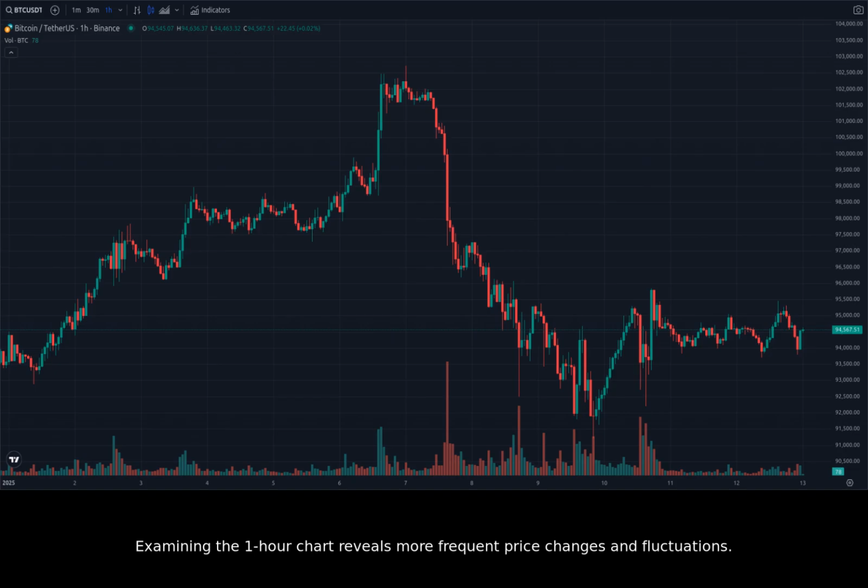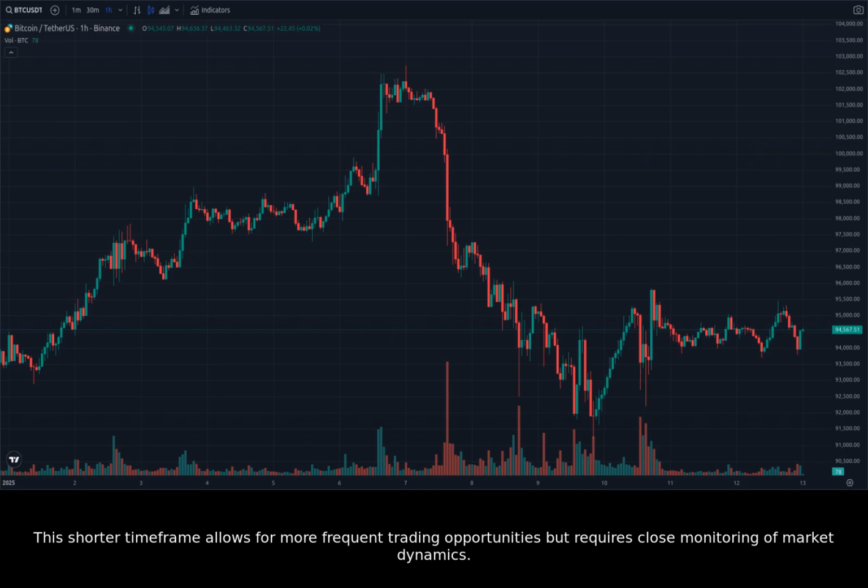Examining the 1-hour chart reveals more frequent price changes and fluctuations. We can analyze price action within specific ranges to pinpoint key support and resistance levels. This shorter time frame allows for more frequent trading opportunities, but requires close monitoring of market dynamics.